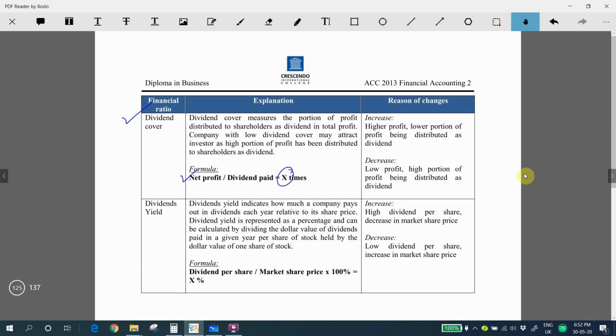Next, dividend yield. Dividend yield discusses how much you can earn as a dividend. What is the percentage of the dividend that you earn from the money that you invest in the company? The formula: we use dividend per share divided by the market share price and multiply by 100%. So you get a percentage.